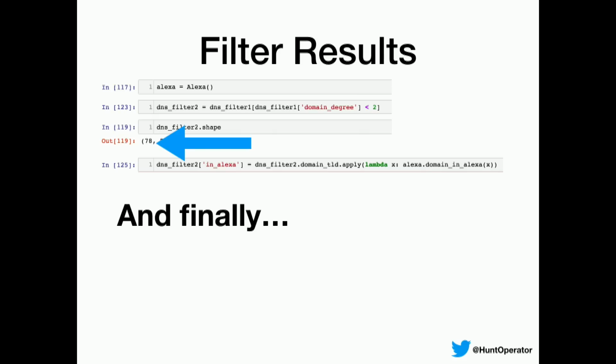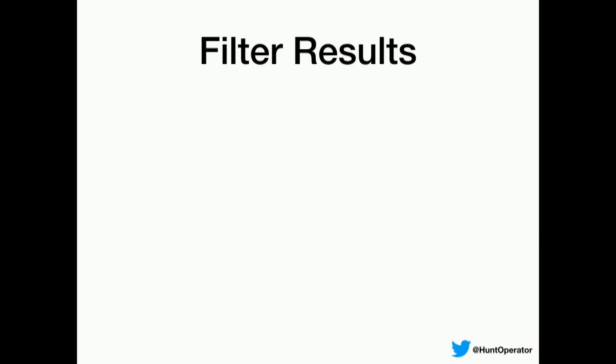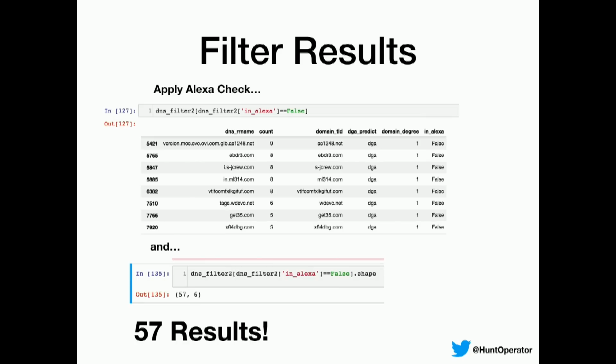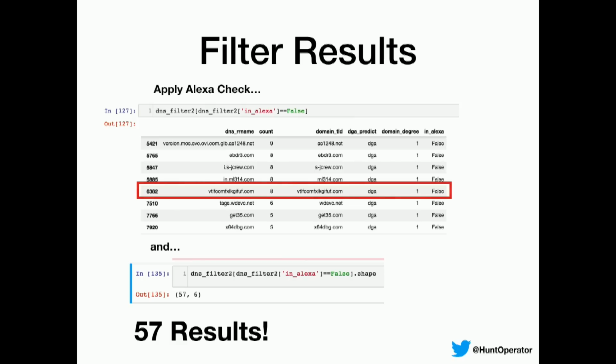So I imported Alexa and filtered out anything that's in Alexa. I said, all right, I'll just make that my whitelist and not show that. And that got me down to 78 results. And here we have the domain. There's the domain we were looking for. That's the one we generated a few slides earlier.